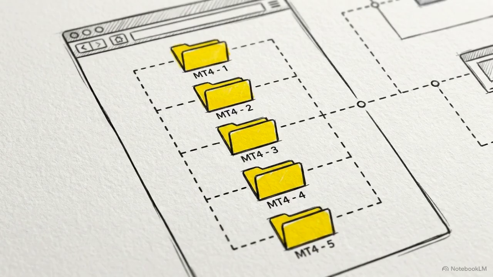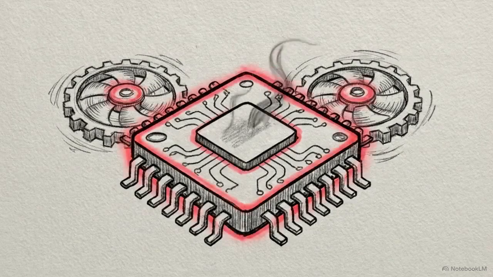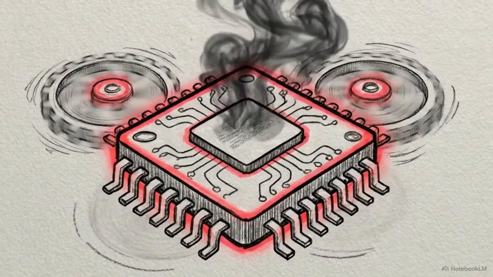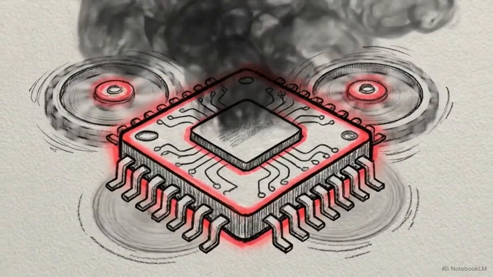You download the installer 5 times, place them in separate folders on your C drive, and open 5 separate windows on your monitor. Instantly, your computer's RAM usage spikes, the processor struggles to keep up, and the screen turns into a cluttered overlap of flashing price quotes.